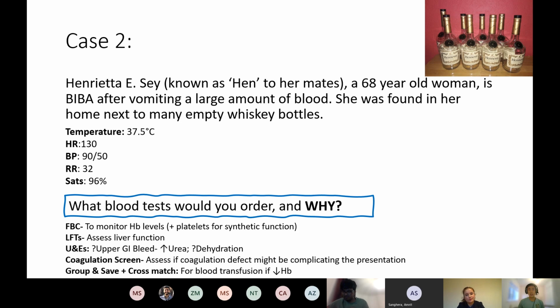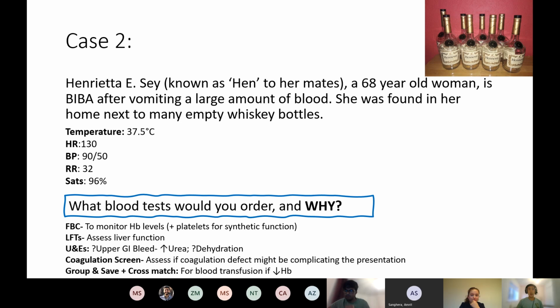In an upper GI bleed, you often see a raised urea, but normal creatinine, and that's because your body's digesting the protein in your blood, so that gives you a raised urea. But also, if she's vomiting loads of blood, she might be dehydrated, so that might lead to an AKI. So worth doing a U and E there.